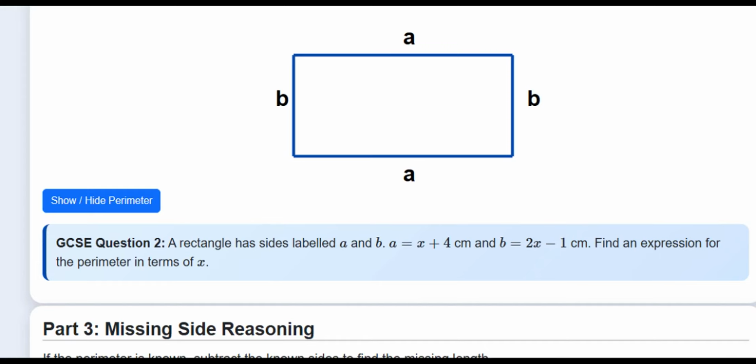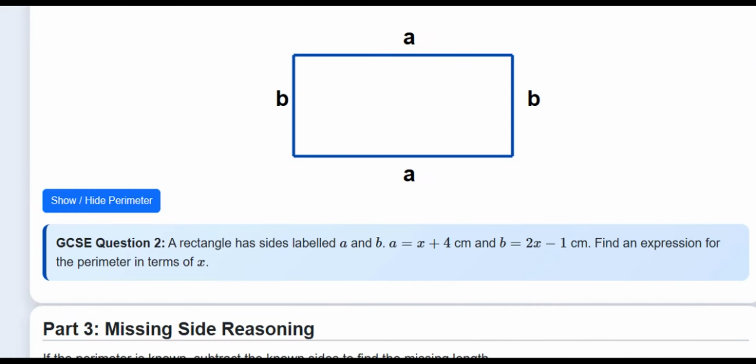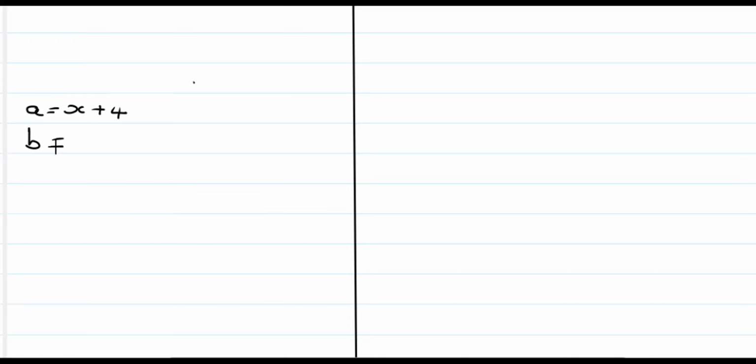So, since we have A, I can just copy it here. A is x plus 4, then B is 2x minus 1, like this. But you see, we said perimeter P is given by twice into A plus B, like that.